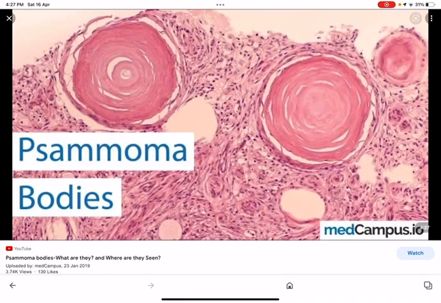See, very beautiful Psammoma bodies. You can see here, very beautiful. You can see Psammoma bodies. Yes, you can see what? Spiral shaped concentric lamella. They are nothing else but calcium deposits.